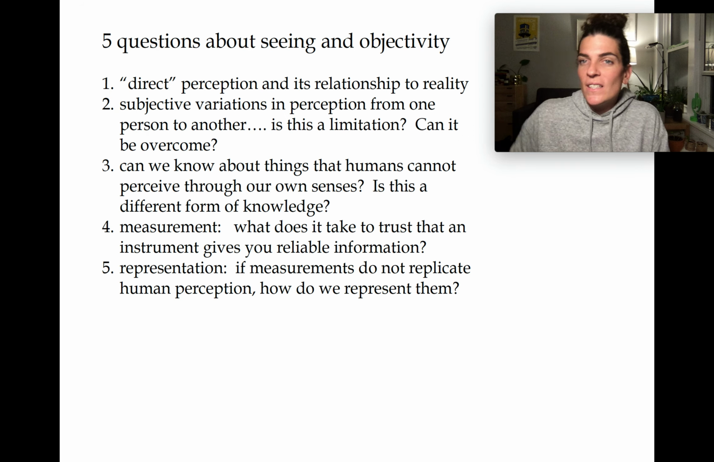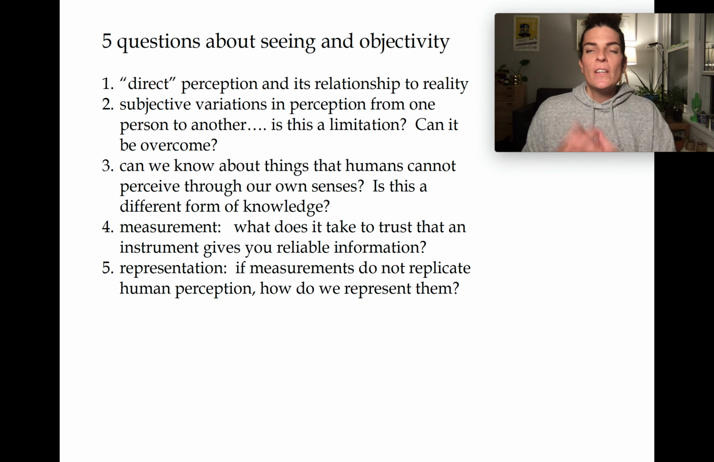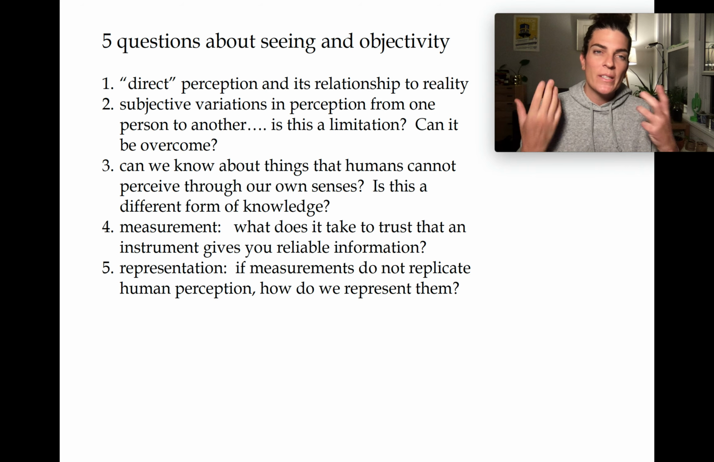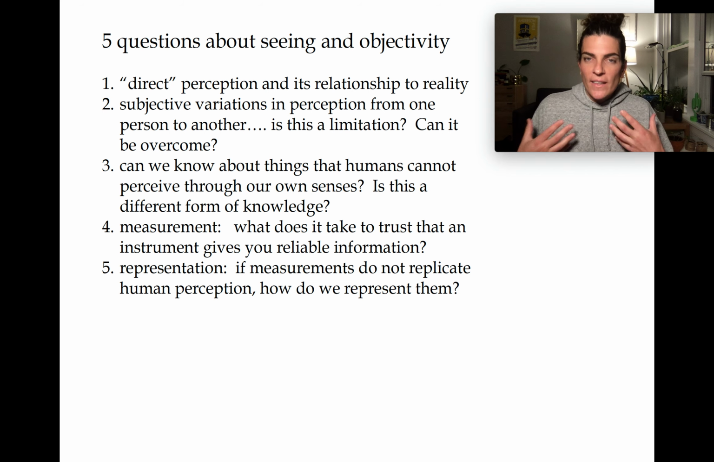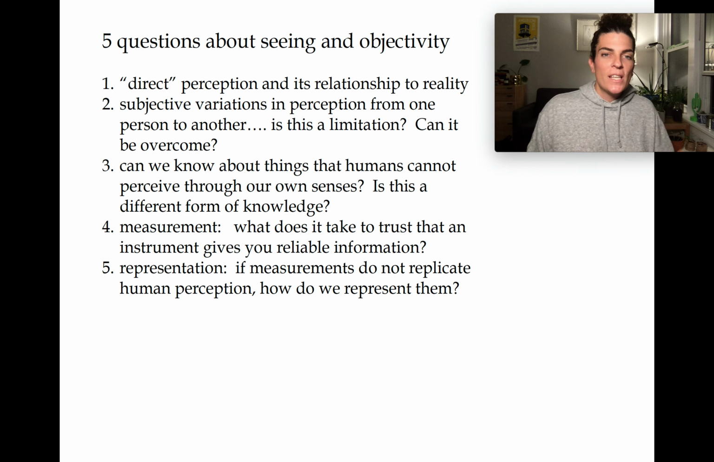So returning to these initial five questions, I want you to read through these again and think about them, thinking about direct perception and its relationship to reality, thinking about subjective variations in perception from one person to another. Again, thinking about objectivity and observation, can we know about things that humans cannot perceive through our own senses? We can, yes, but is this a different form of knowledge? Maybe. Measurements, how do we take measurements?